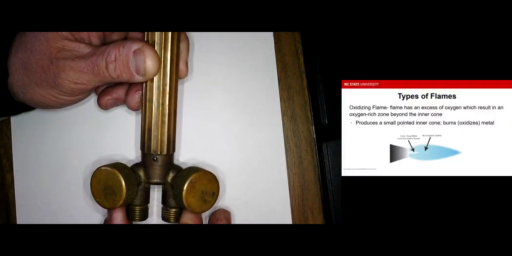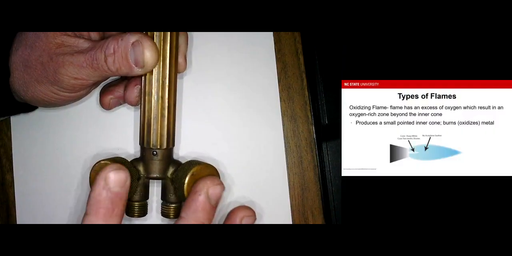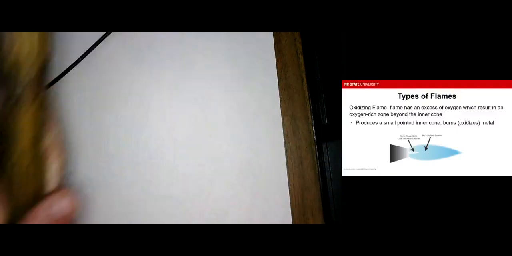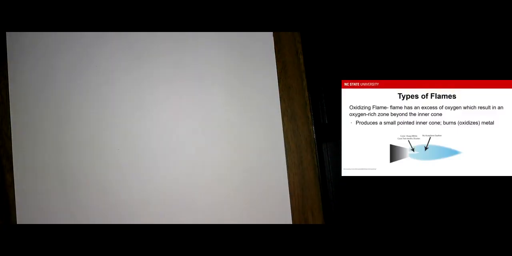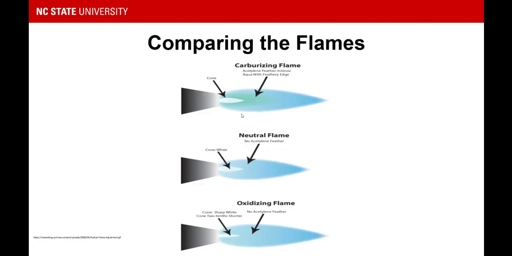This will all make more sense once we get to class, but these two adjustments are how you adjust the flame cone and also how you adjust the heat of the welding process with a torch handle. Okay, hopefully that made sense. And so here we're comparing the flames. You can see how that works: acetylene feather there, no acetylene feather, and then an oxidizing flame down here at the bottom.